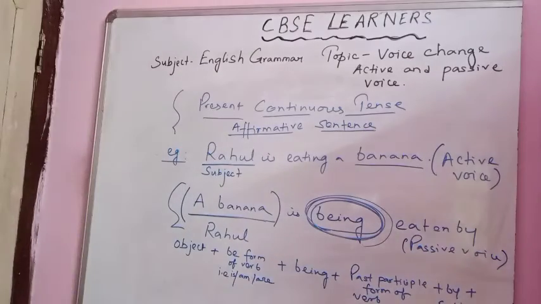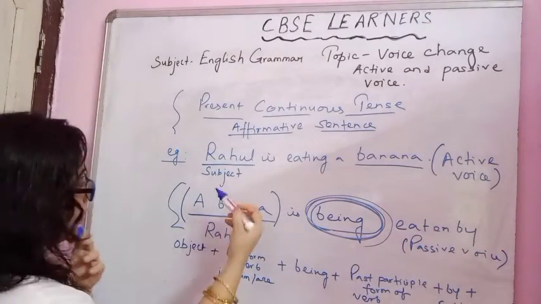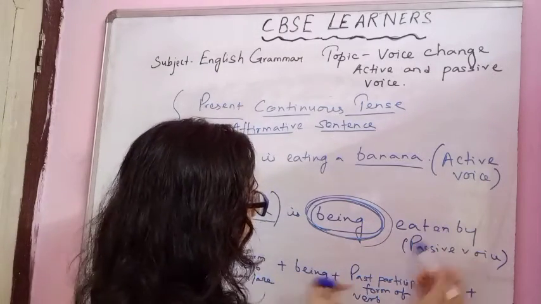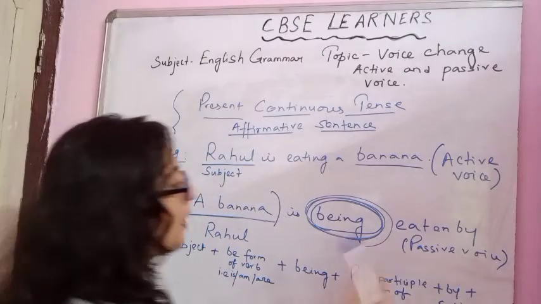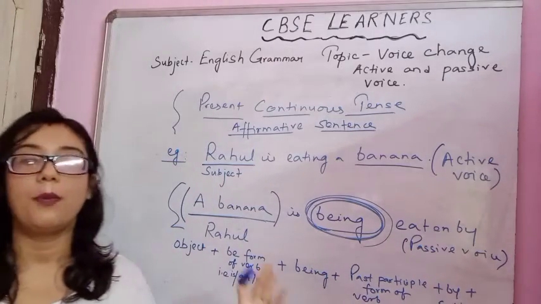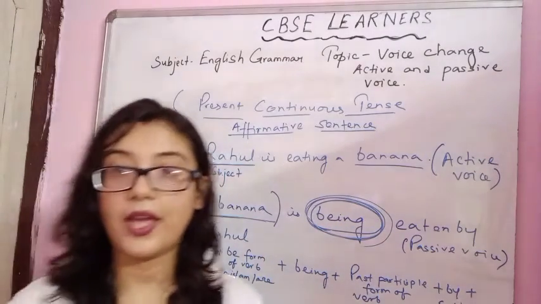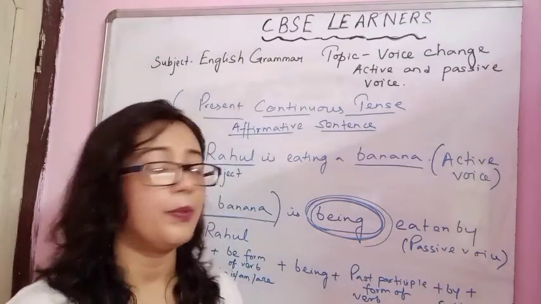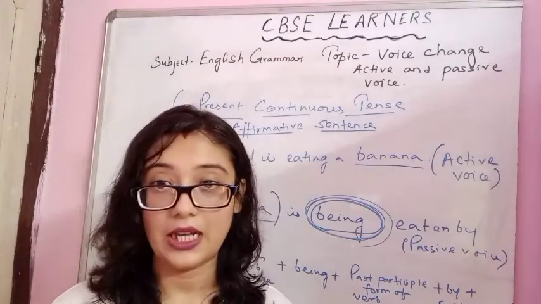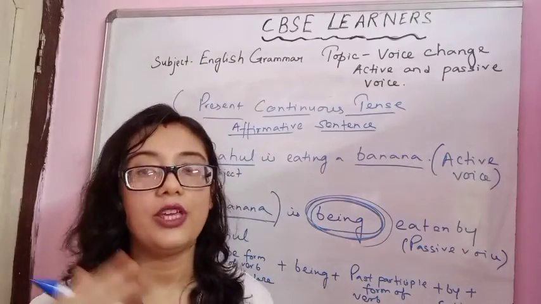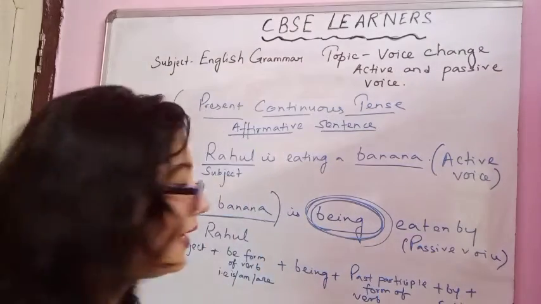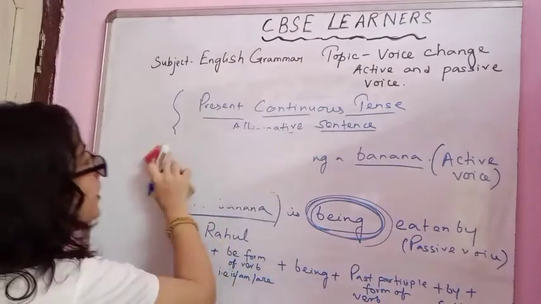Okay, so let me check once again whether it is correct or not. So banana is the object, is the be form of verb, plus being, plus past participle form of verb, plus by plus subject. Okay, so this is in case of affirmative sentence. Now, how will we make a negative sentence? Very simple. We just add not. So Rahul is not eating a banana. That is a negative sentence. When we add not, it becomes a negative sentence. So let's convert it, in case of negative sentence.